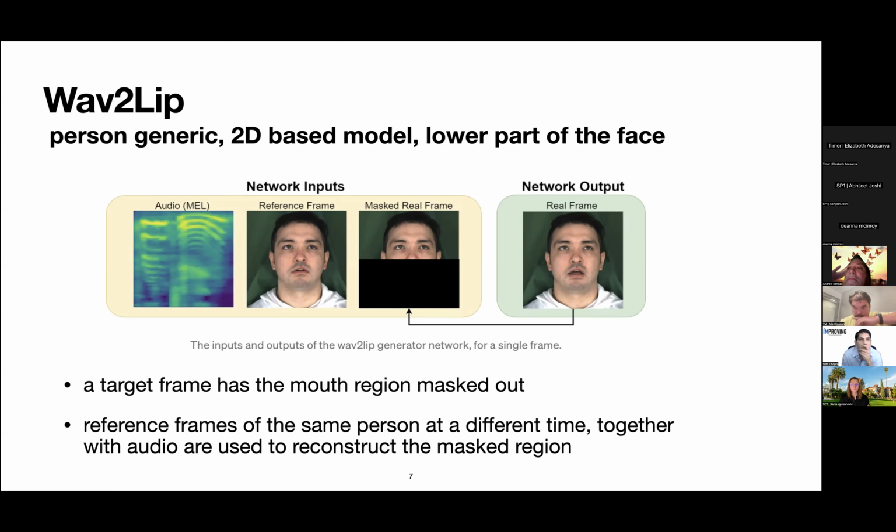The resulting frame is referred to as a target frame, and it has the mouth region masked out, as we wish to interpolate it and produce that lower part of the image to be congruent with the rest of the image and to correspond to the text we wish the talking head to be speaking out. And we start from reference frames of the same person at a different time. Then we superimpose audio, and we reconstruct the masked region.